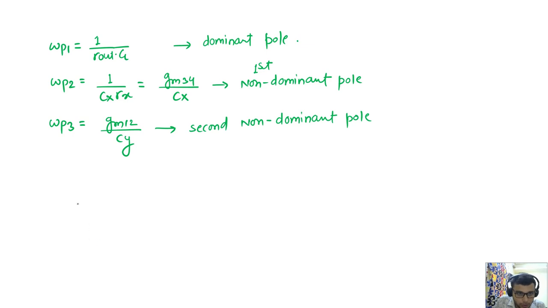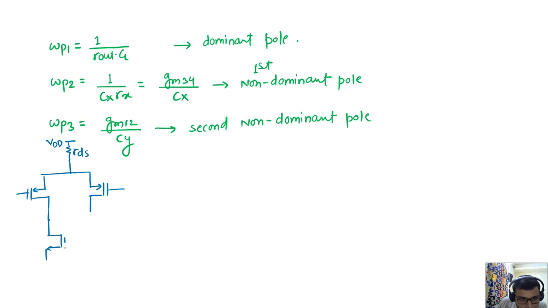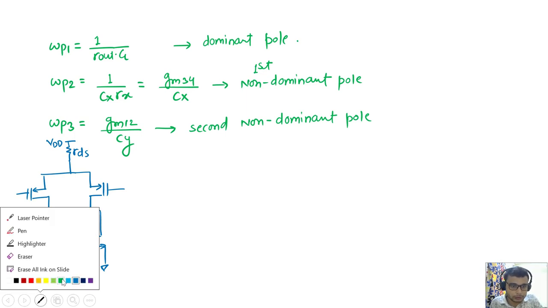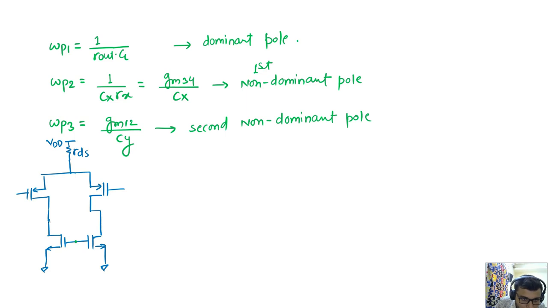So this is my input pair. I should call it the RDS of a transistor, sorry, the VDD. So what we can see is how to calculate the Miller pole. Oh, sorry, the mirror zero, not a Miller zero. I'll consider here one cap which is called CX. This node has the CX cap.